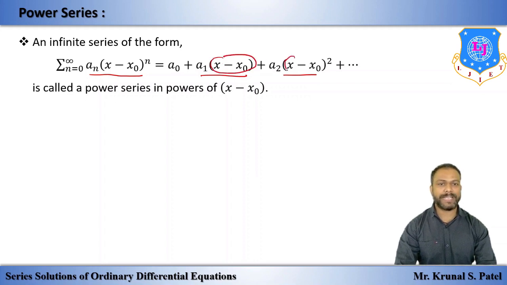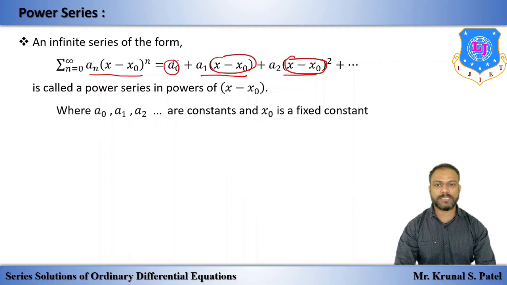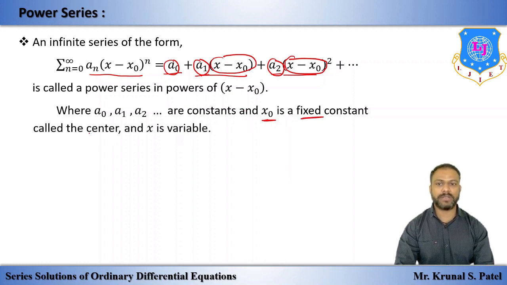because we have (x minus x0) to the 1, (x minus x0) to the 2, (x minus x0) to the 3, and so on. Here a0, a1, a2, up to a_n, and so on, are constants. And x0 is also a constant, but it is a fixed constant. We can say it is the center of the series, and x is our variable.